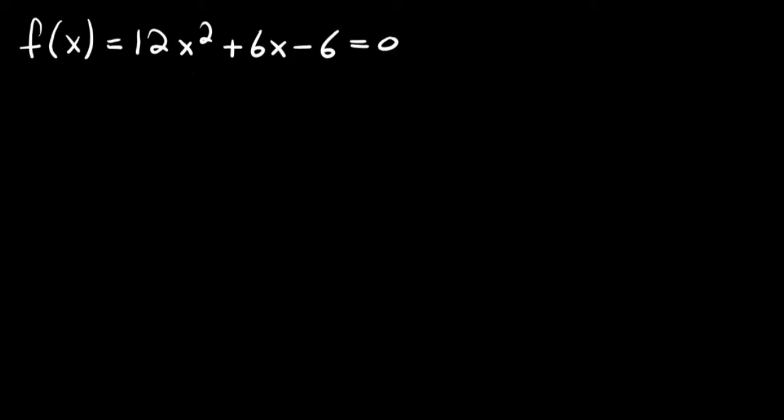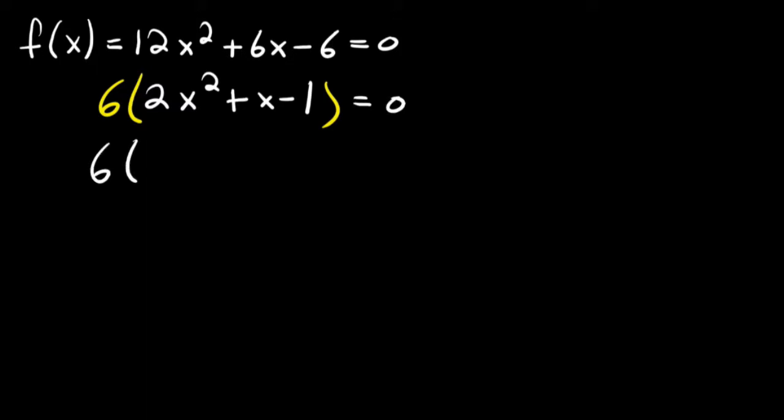Okay, so we're trying to solve this function. The first thing that we can do to make life easy on us is to factor out the greatest common factor, which in this case would be a 6. And that would leave us with 2x squared plus x minus 1 equals 0. And so then let's try to see if we can factor this guy. Here we would need a 2x and then an x, and then we need to have a minus 1.